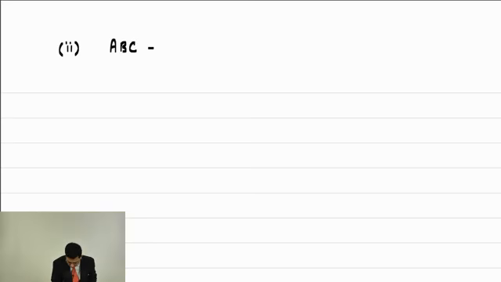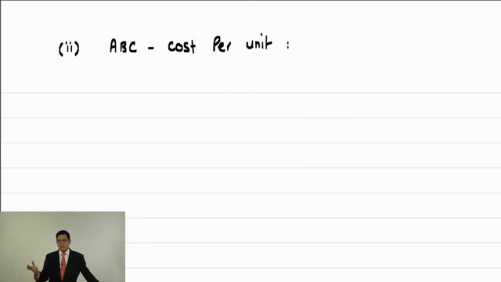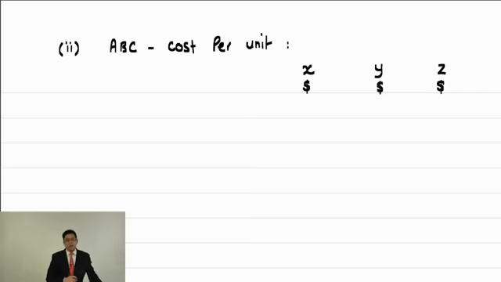ABC cost per unit. Okay, again ABC is making the same thing, X, Y, and Z. So there are 3 products, X, Y, and Z. Again numbers are in dollars. Okay, and again there are 3 elements: materials, labor, and overheads.